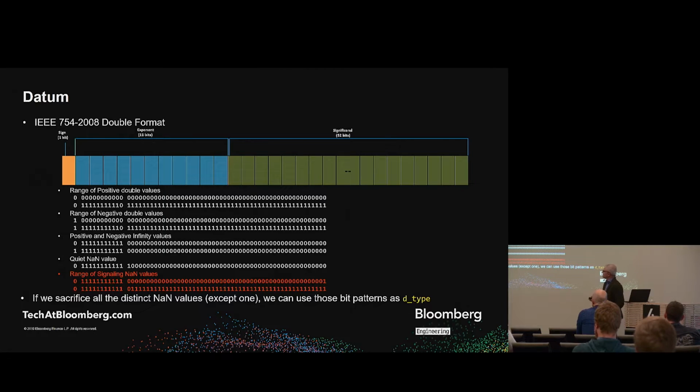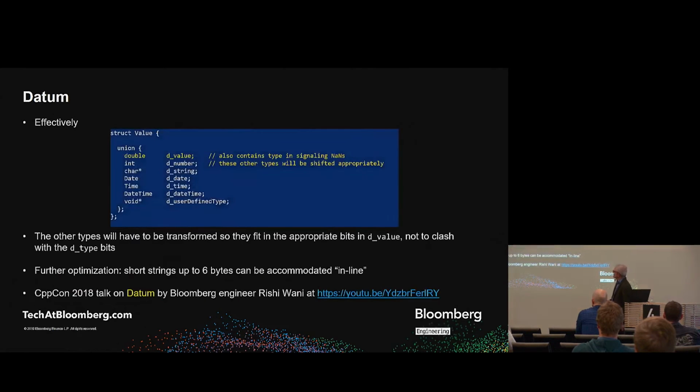But in many real-world scenarios, you don't really need to know the reason I've got not a number. You just need to know it's not a number, because probably you're going to display blank or error or something like that. So if we sacrifice all the distinct NaN values except one, which we use to represent a generic not a number, we can actually use these bit patterns, or some of them, for our type, if we're careful. It's a little bit knotty code, but it does work. So we can effectively remove a separate field from this union and overlay these distinct types into these spare values inside the double.